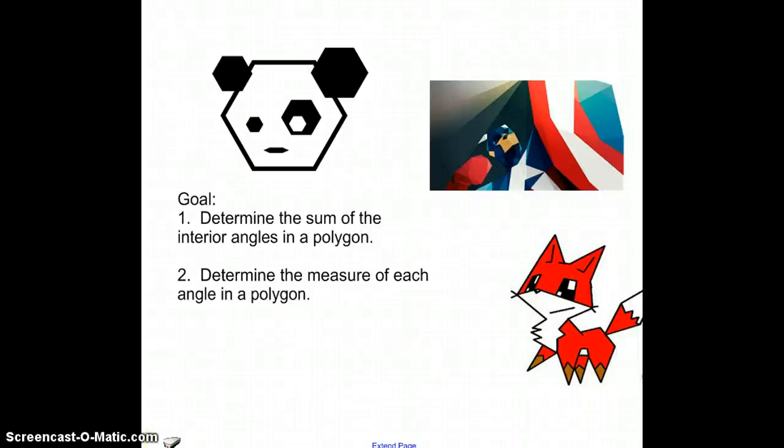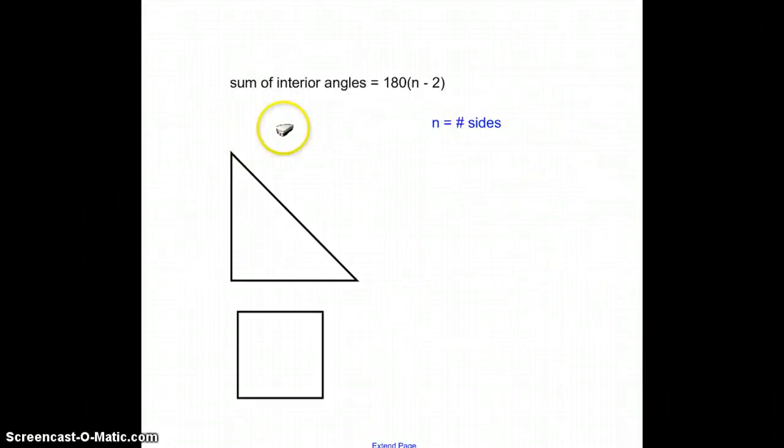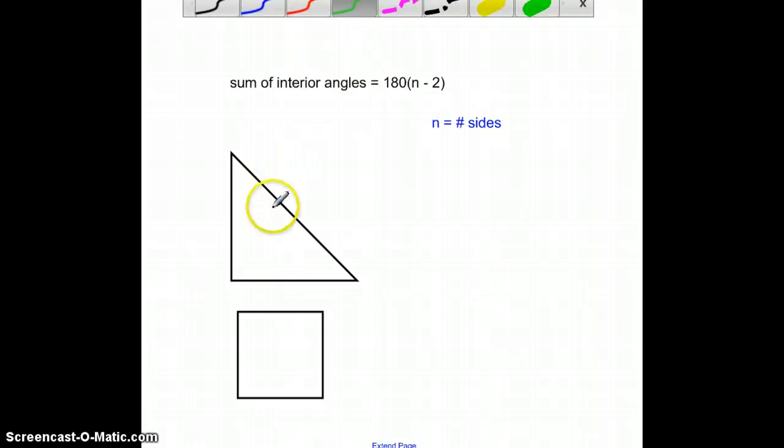D here. In this video, we're going to take a look at how to determine the sum of the interior angles in a polygon. And then from there, we'll be able to figure out how much each angle in a polygon is. Okay? So, there's a formula we follow which can lead us to this information. And it is the sum of interior angles equals 180 times the quantity of n minus 2, where n is the number of sides. Okay, and simply put, take this triangle for example.